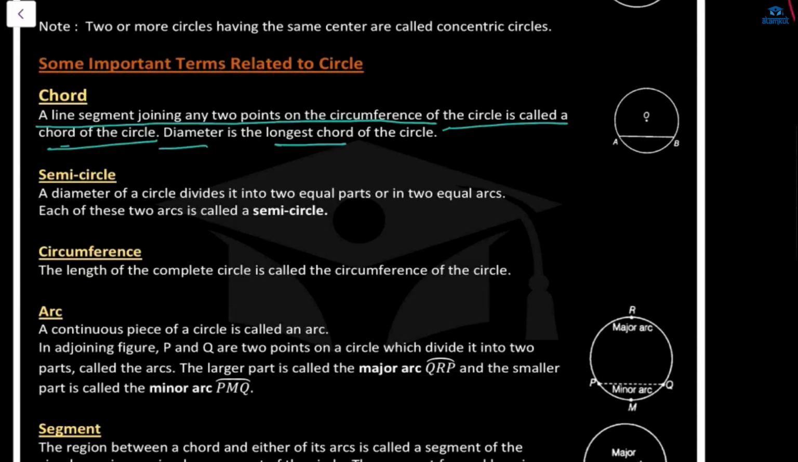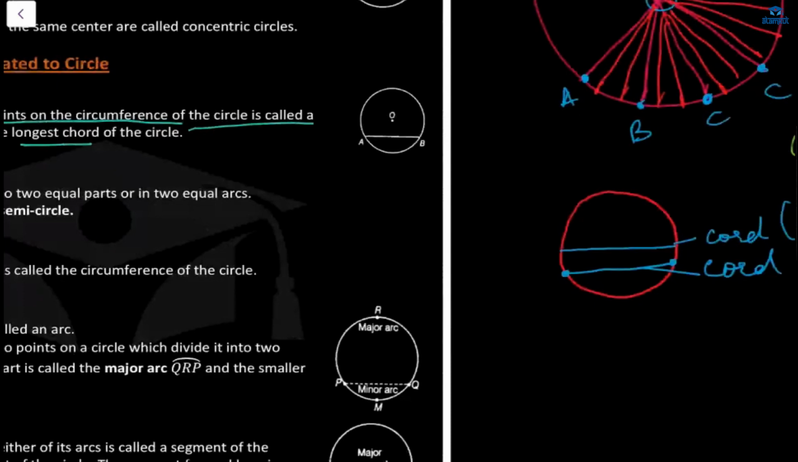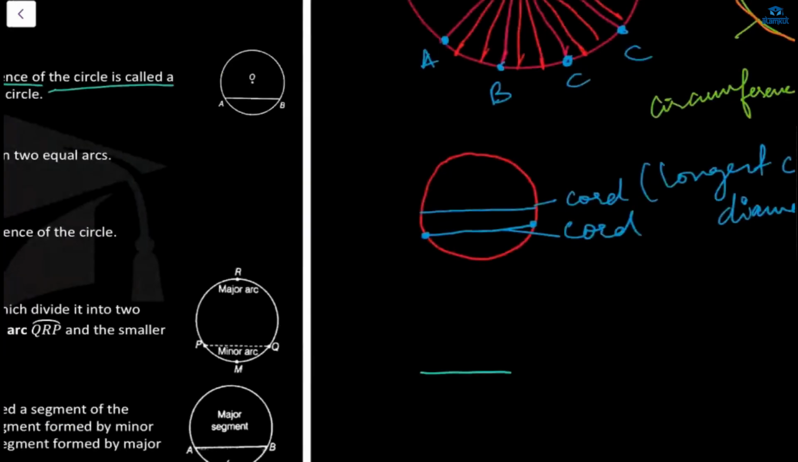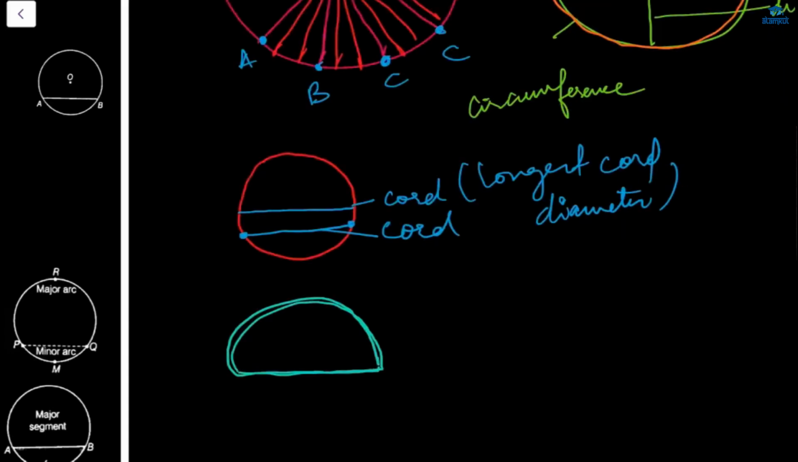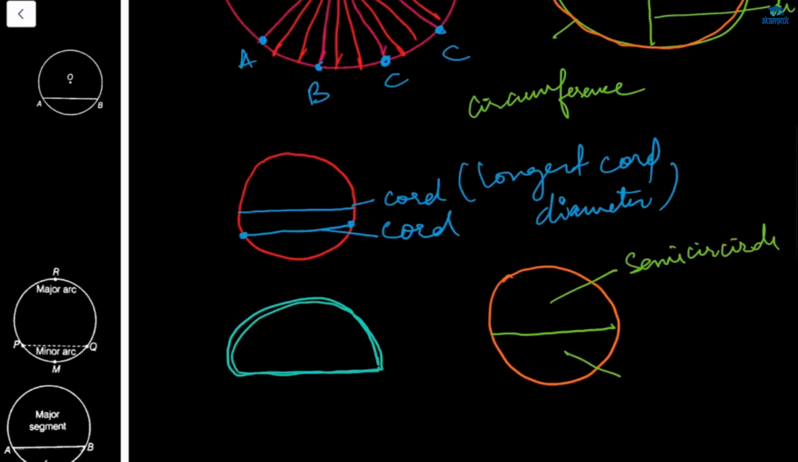Now semicircle, the half circle. Semicircle means if you cut the circle into two halves from the diameter, you get two halves. For example, if this is a circle and this is the diameter, then this half portion is a semicircle, and this half portion is again a semicircle. We will see one of the properties, that in a semicircle you will find an angle of 90 degrees. We'll see it in properties.